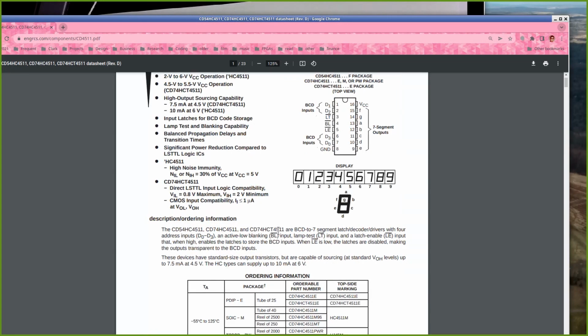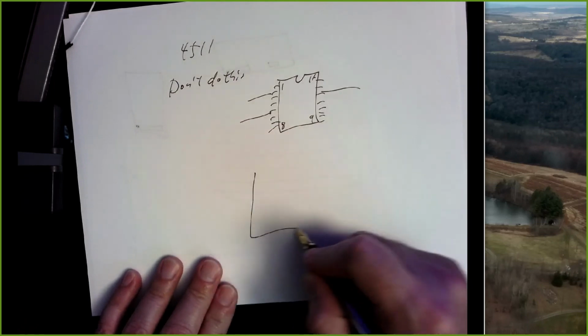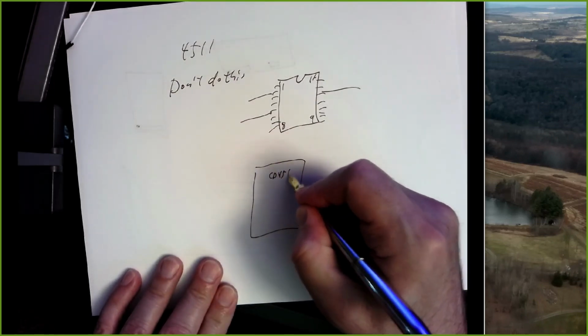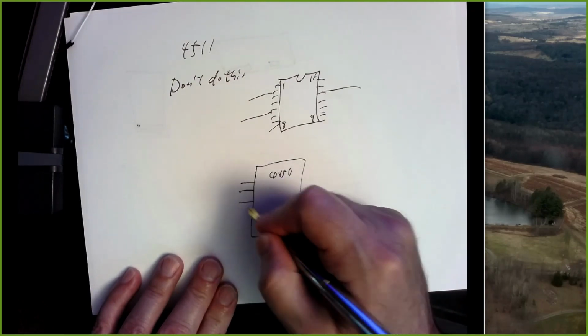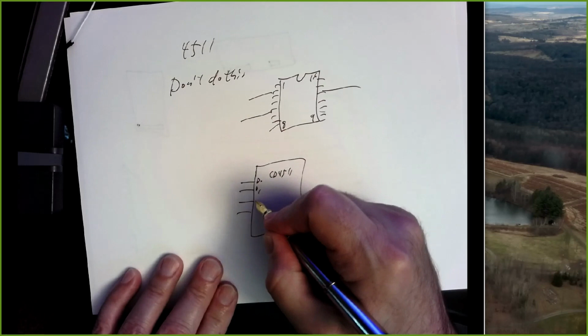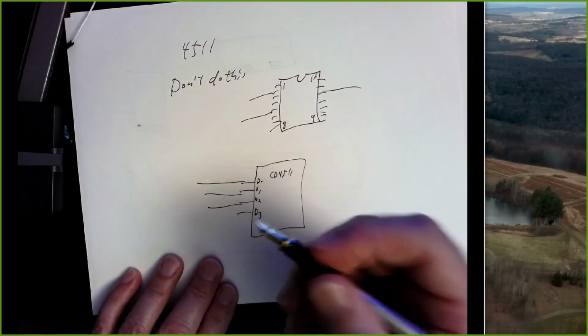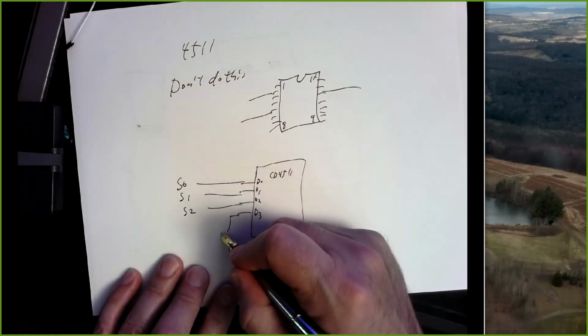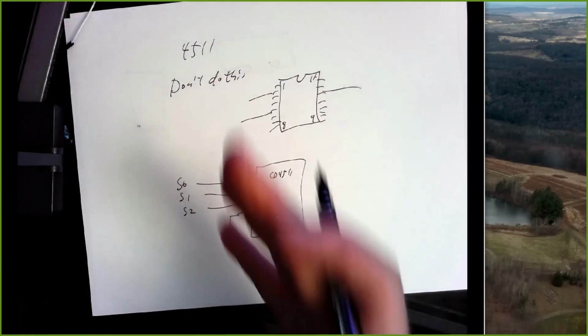If you look at the picture in the data sheet, these pins have names associated with them. The outputs are labeled A, B, C, D, E, F, G. The inputs are labeled D0 through D3, and then there's three other inputs: lamp test, blank, and LE. And so my suggestion for drawing the 4511 is go ahead and draw a box and label it CD4511. But the connections to this don't have to be in the actual order of the pin numbers. You could label these D0, D1, D2, D3, and feed those. This is going to come from S0, S1, S2, and D3 is going to go to ground because you're only feeding in a 3-bit number.